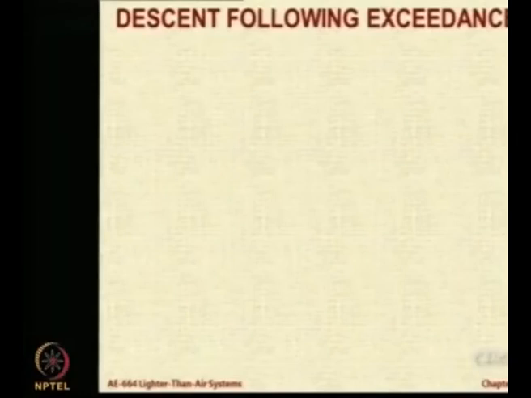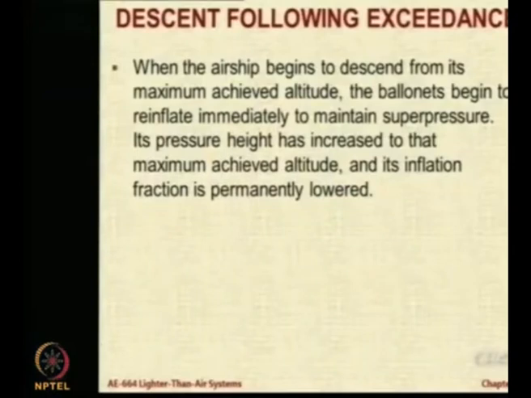Okay, now let's look at a situation when the airship has exceeded the pressure altitude and then it starts descending. Okay, so this is an operational issue. There is no numerical calculation here, just observe carefully and try to understand the physics behind what is happening. So you have reached the maximum achieved altitude and now you are descending. As you descend, the balloon will start collecting air. Okay. Why? Because they have to maintain the super pressure, otherwise you will exceed super pressure.